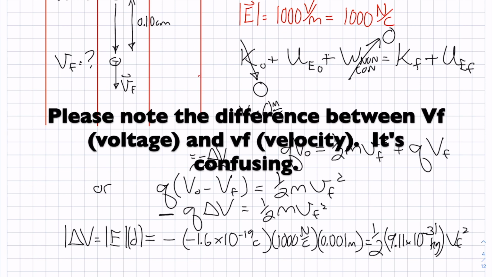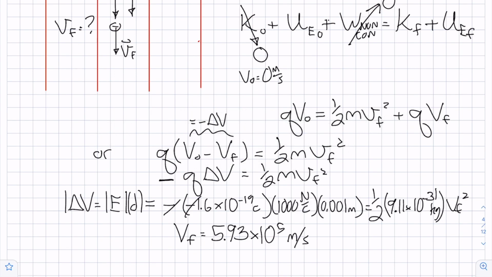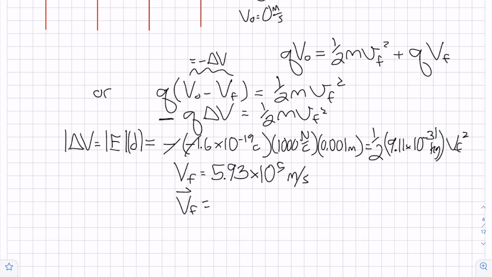At this point, these two negatives are going to cancel each other out. We can just go ahead and solve for vf. And vf turns out to have a magnitude of 5.93 times 10 to the 5th meters per second. But in order to give its velocity, we have to include a direction. So this is going to be 5.93 times 10 to the 5th meters per second downwards.